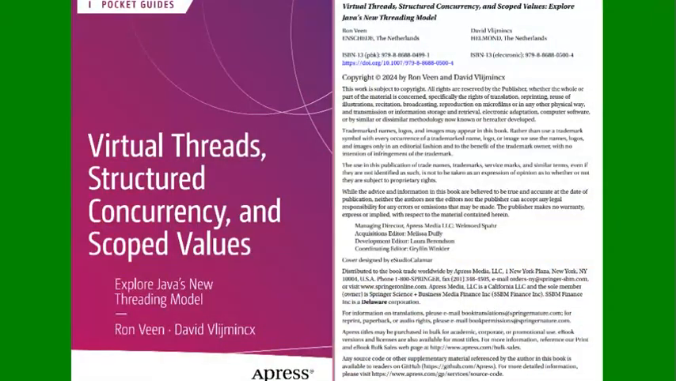Okay, let's summarize the basics of using VTs. If I just want to run a task on a VT, what's the easiest way? Dead simple. Thread.startVirtualThread, my runnable. That's it. Notice you don't even call .start, it just goes.